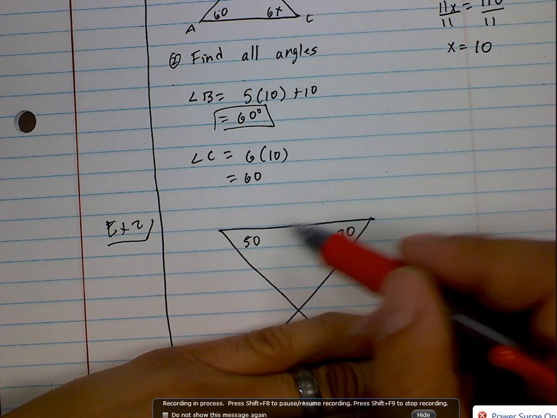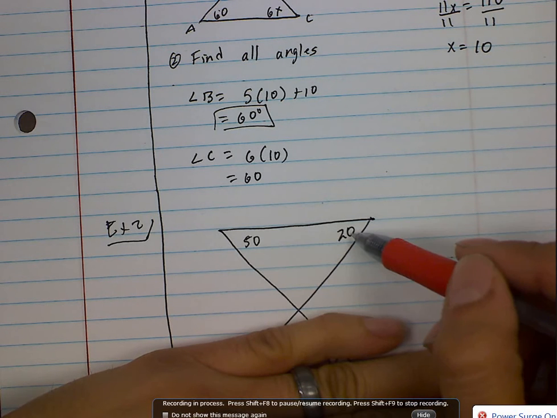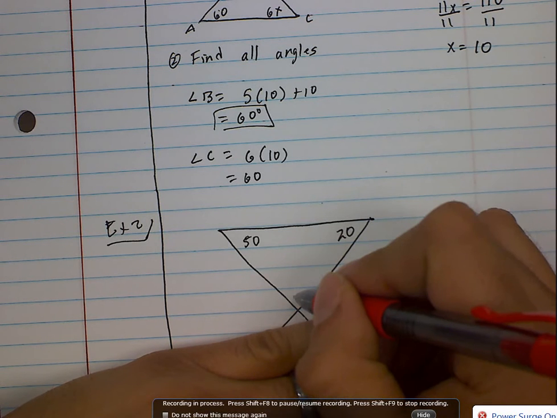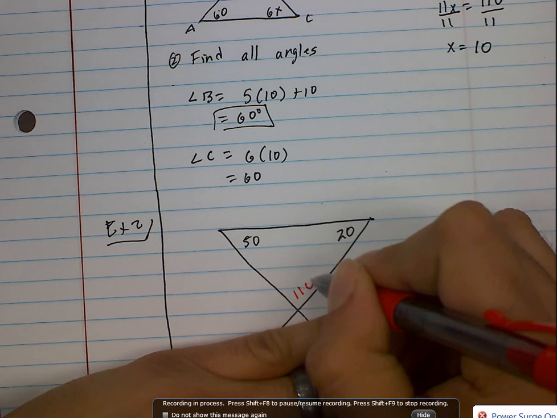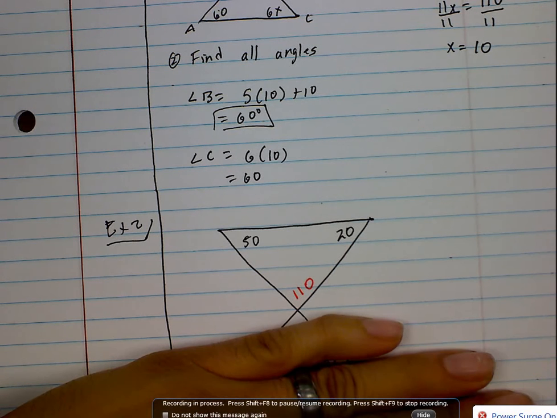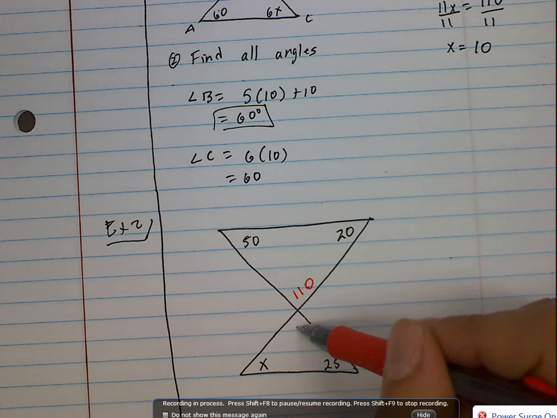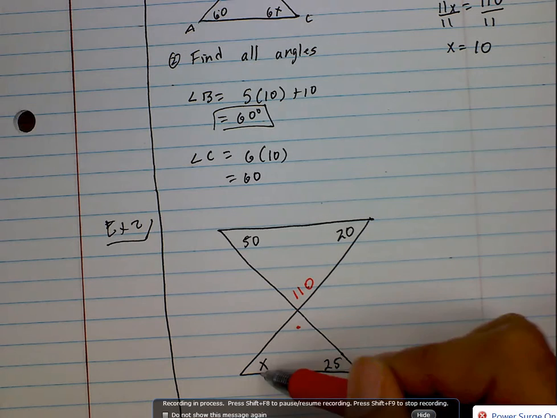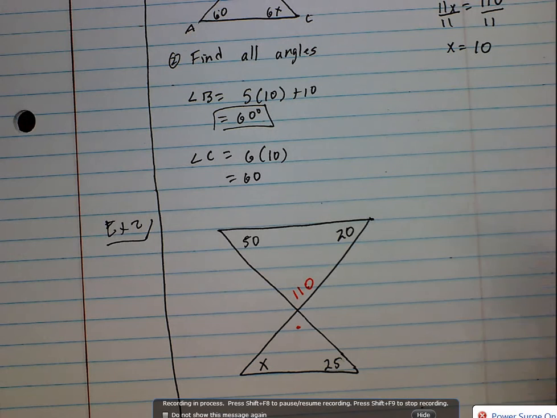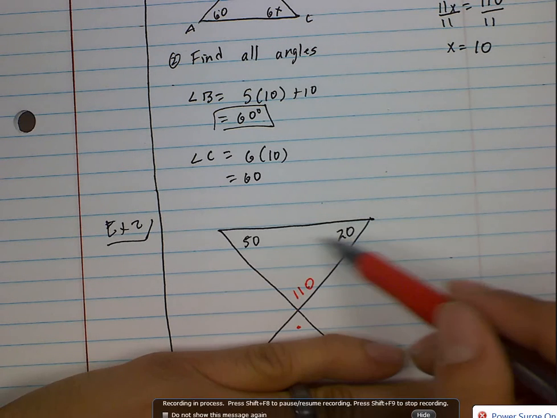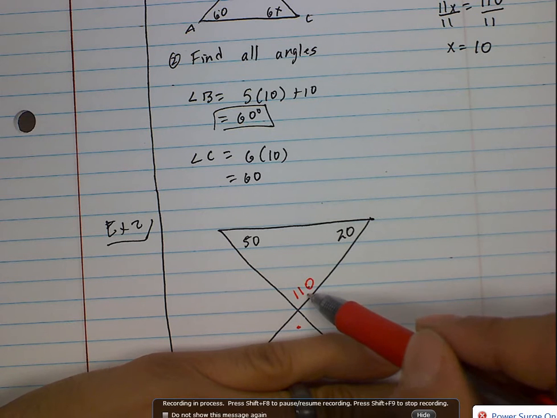So if I know that one's 50 and that one is 20, that's 70. So 70 from 180, that's going to give you 110. So we know that one. Why are we finding that one? Because if I know this one, I know that one because they're vertical angles. And once I know this one, I can make up an equation to solve for x. So again, 50 plus 20, that's 70. 70 from 180, that gives you 110. That's the missing angle in that triangle.